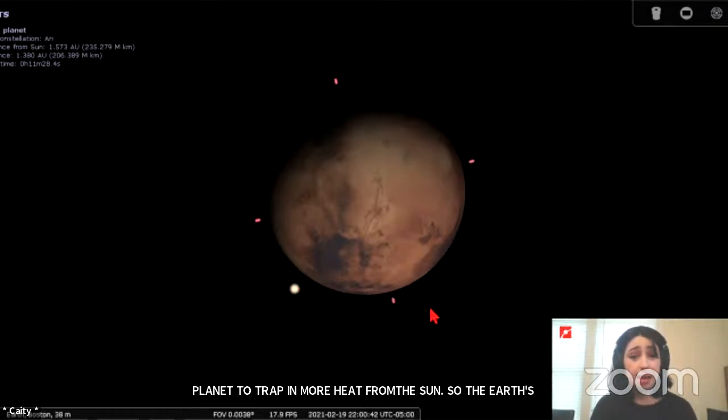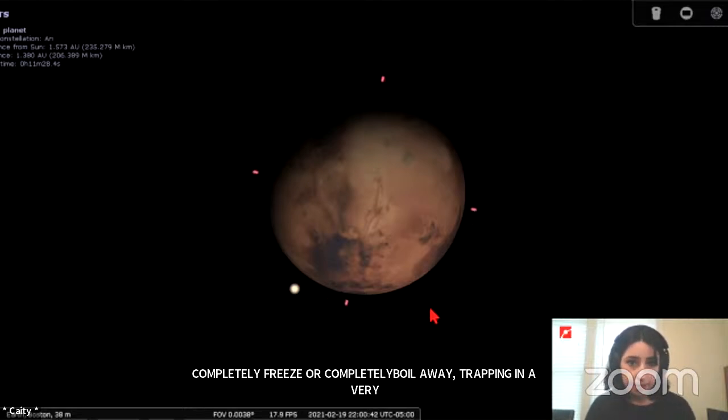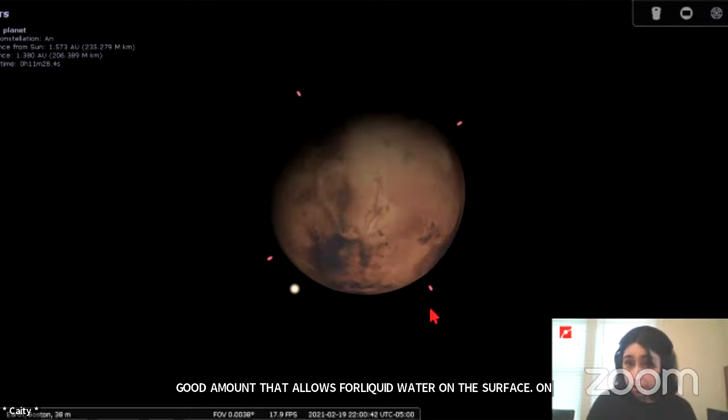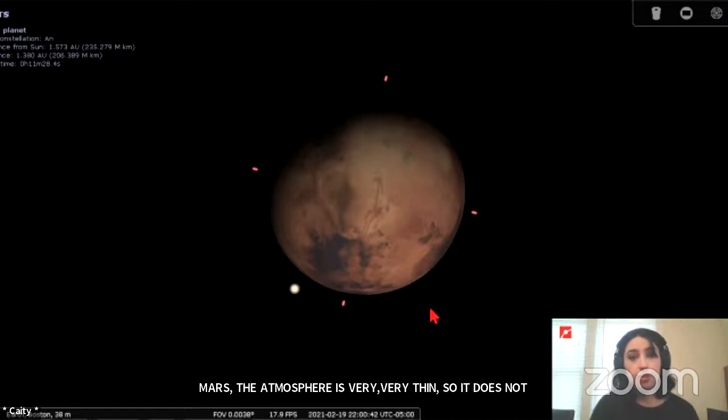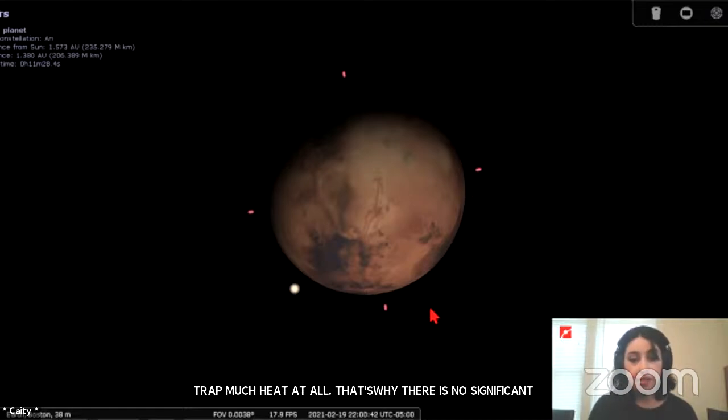On Mars, Mars's atmosphere is very, very thin. So it doesn't trap in much heat at all. And that's why there's no significant amounts of liquid water on the surface of Mars. Billions of years ago, it had a thicker atmosphere. And so liquid water was able to stay in its liquid form on the surface of Mars.